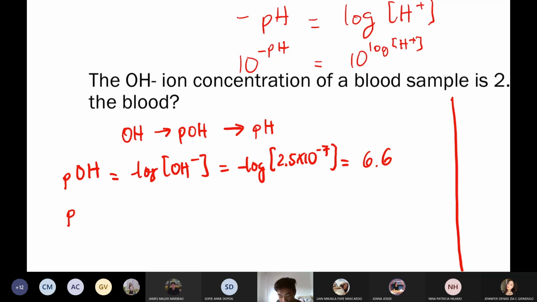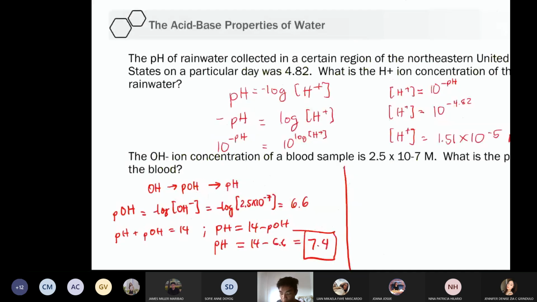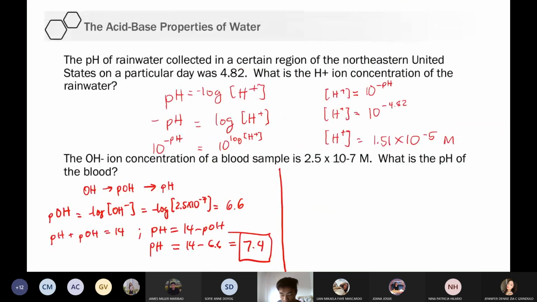Okay, remember, pH plus POH is equal to 14. So to solve for pH, that is equal to 14 minus POH. So get 14 minus 6.6. That will give us pH equal to 7.4. Okay? So that's one way to solve this. So you start from OH concentration, convert mo siya sa POH, then later on solve for the pH.